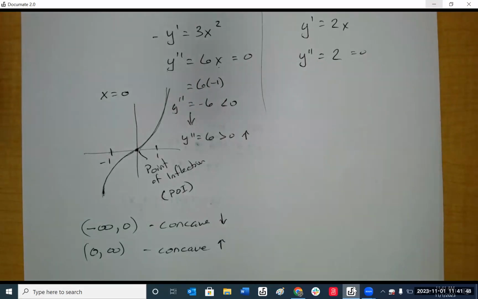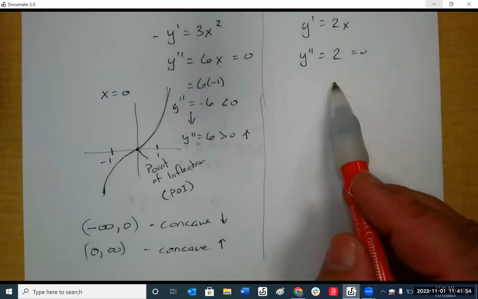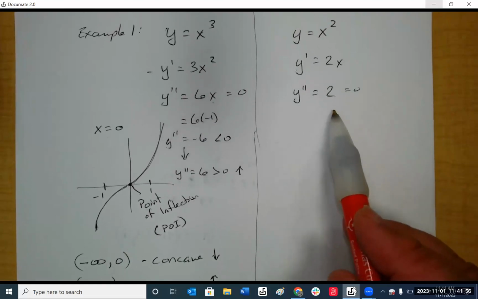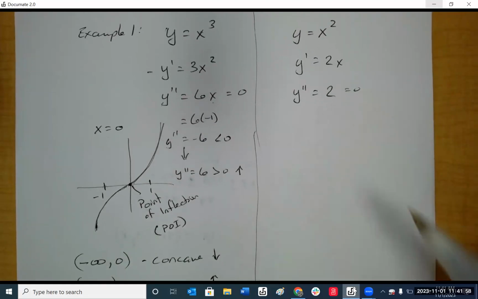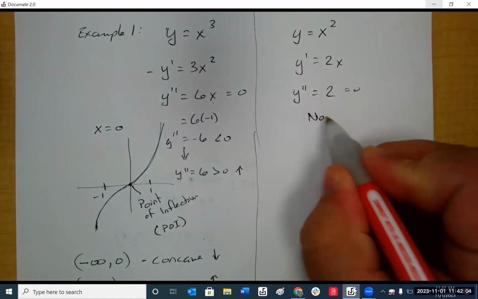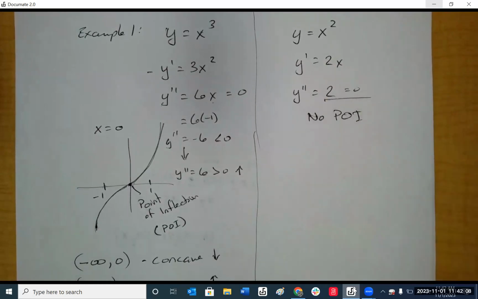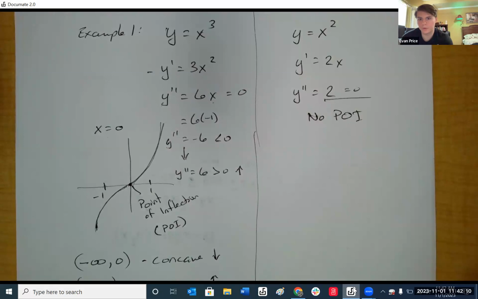And that's what intervals of concavity are. Yeah, so there's the concavity for that one. How about this one? That one doesn't have a point of inflection, because you cannot set this one equal to 0. So that means this one is either always concave up or always concave down.